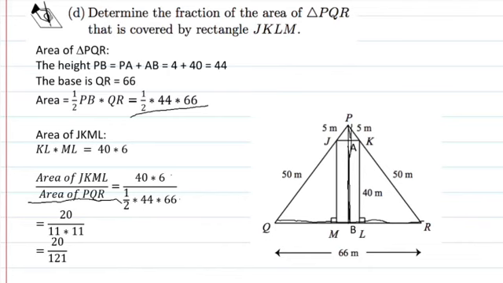So first, we see that 6 goes into 66 11 times, so we're left with 11 on the bottom and 1 on the top for the 6 factor. Now, we also see that we can divide 40 and 44 by a factor of 2, so we're left with 20 on the top and 22 on the bottom. And the reason I only divide by 2 is now we have 22 times a half, which leaves us with 11. So now we have 20 over 11 times 11, which is 20 over 121. And that's the fraction of the area of triangle PQR that is covered by rectangle JKLM.